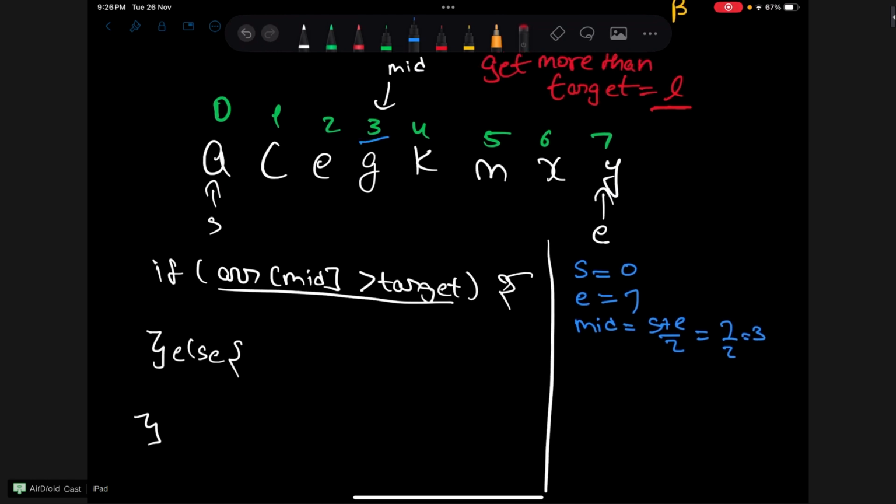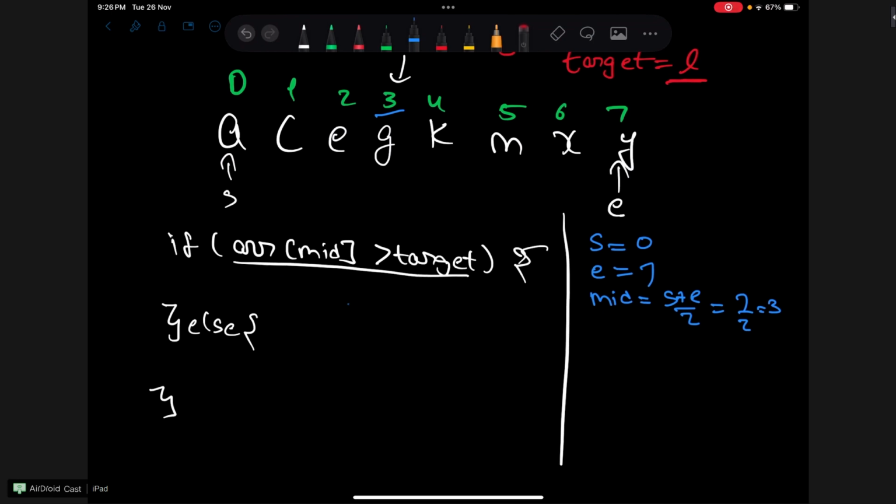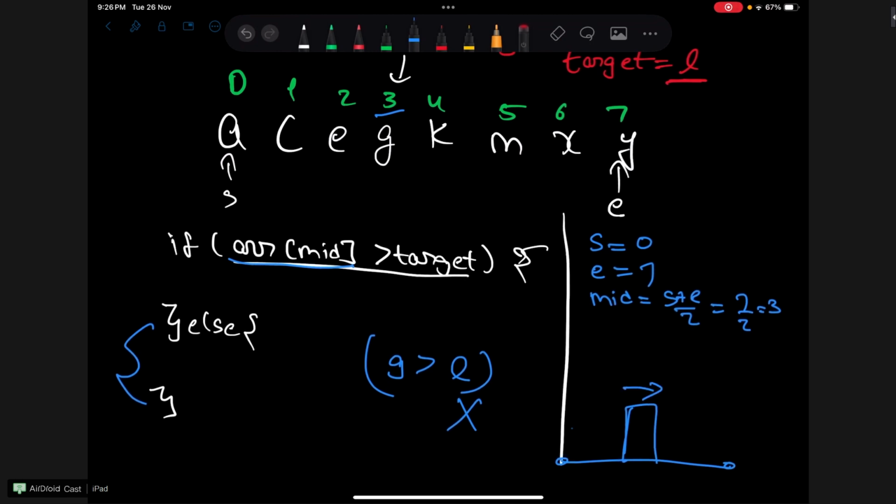So mid is pointing at G, and we will check if array of mid, that is G, is greater than target. What is my target? Is G greater than L? The answer is no. So the else block will be executed. What is in the else block? Since array of mid is not greater, the target must lie on the right side. So in that case, we are going to do s is equal to mid plus 1. Otherwise, we'll do e is equal to mid minus 1.